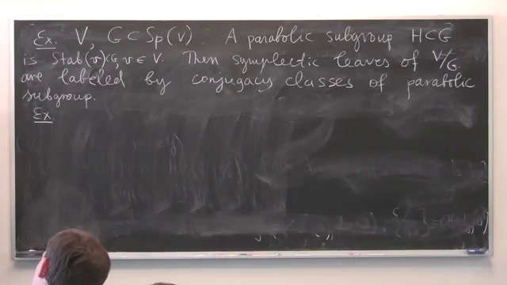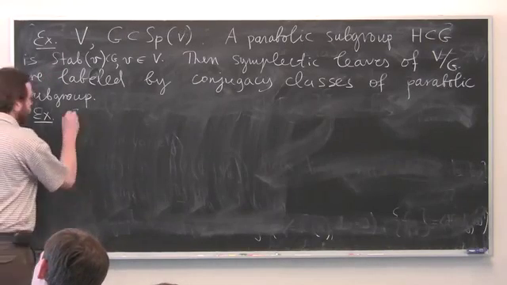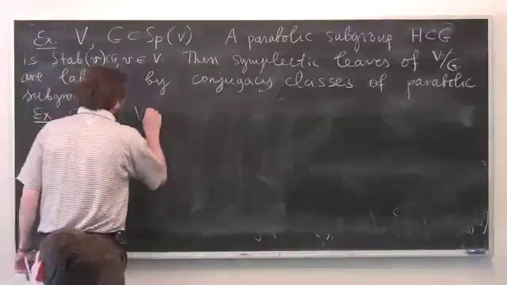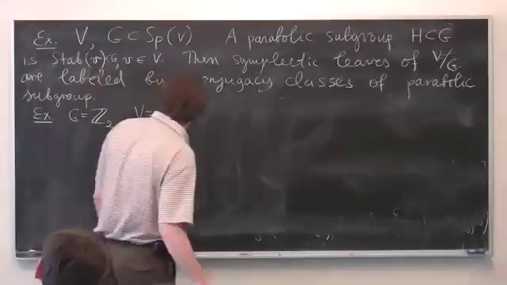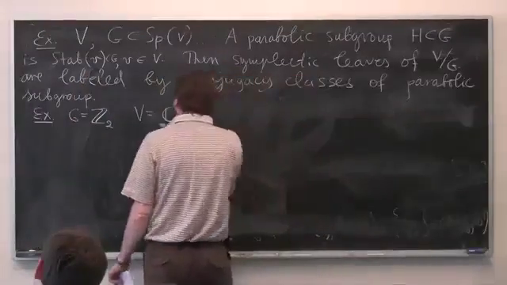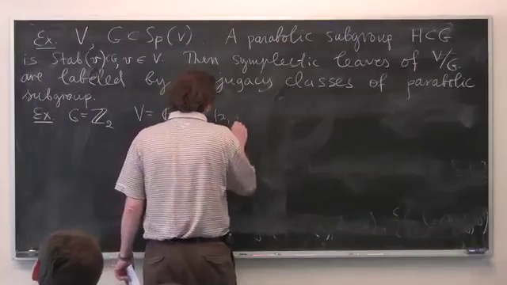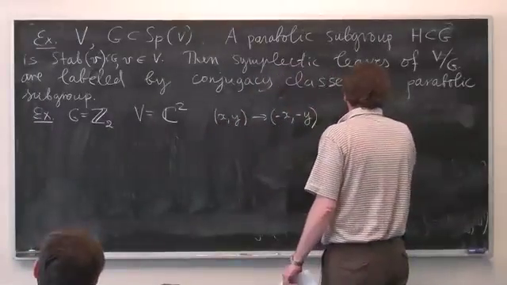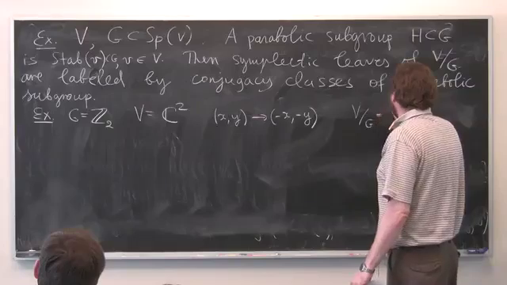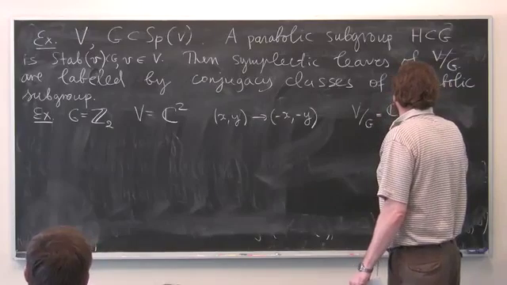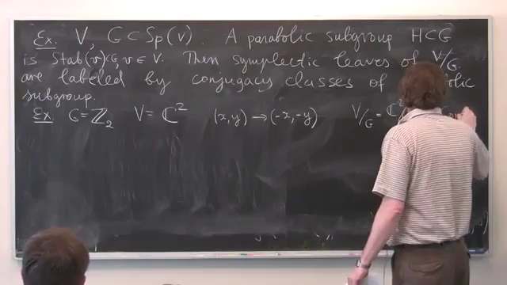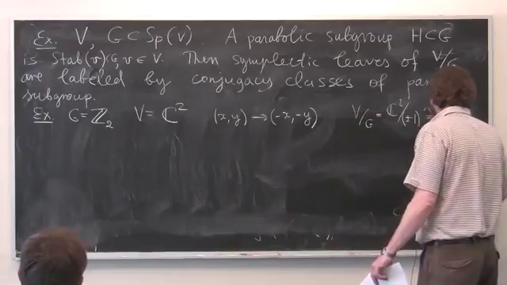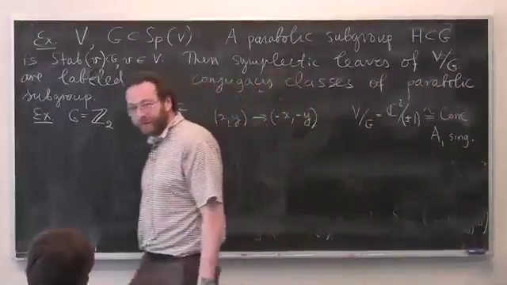So let me give you an example of sort of a sub-example of this example, which is the simplest one. G equals Z2, the cyclic group of order 2, and V equals C2. And the action of this group on this space is by minus the identity. So (x, y) goes to (minus x, minus y). Then V over G, which is C2 modulo plus minus 1, can be identified with the usual quadratic cone. This is the so-called A1 singularity. This is the simplest singularity that exists.